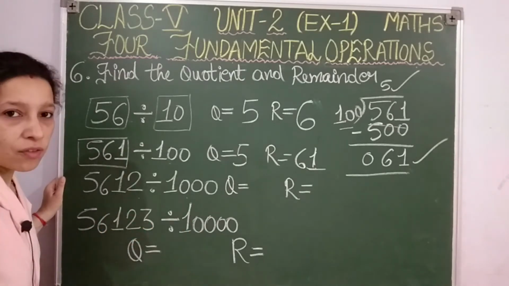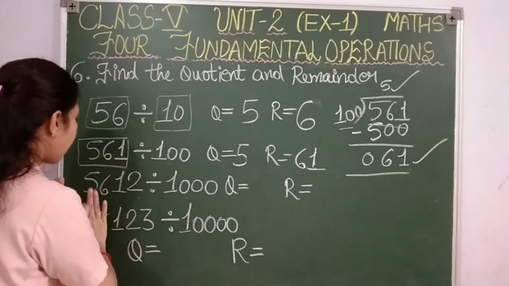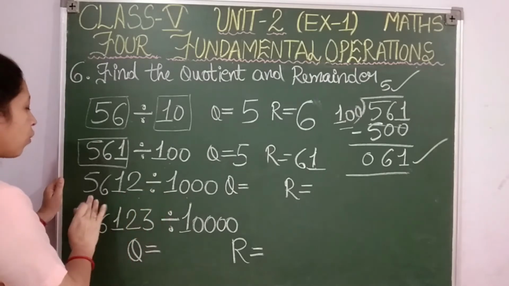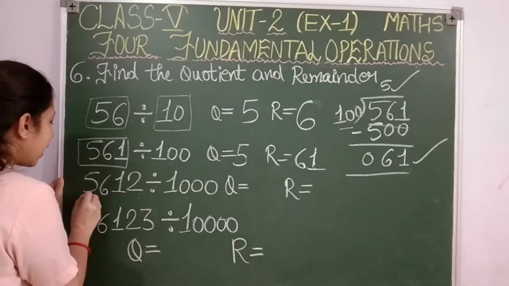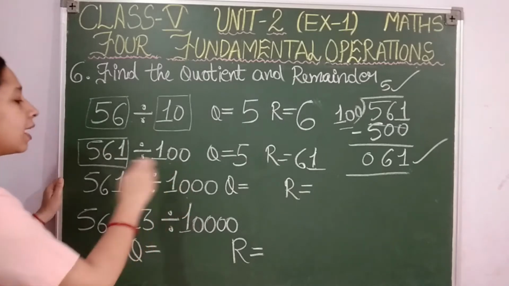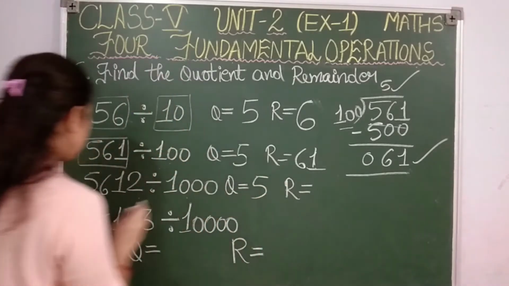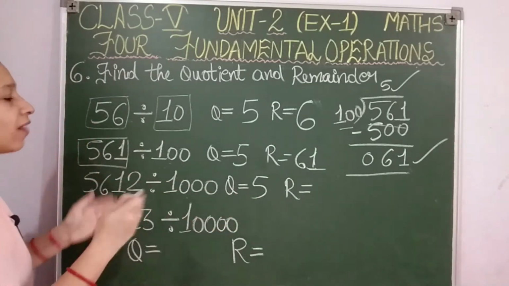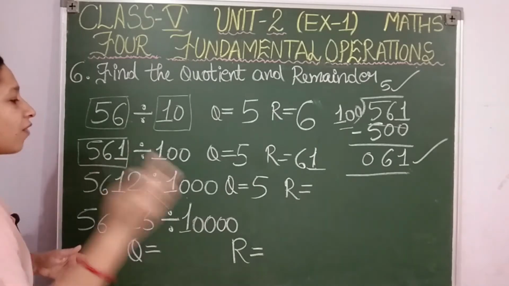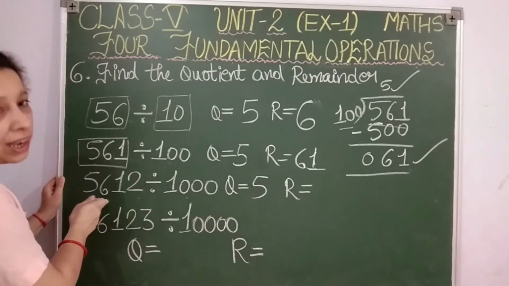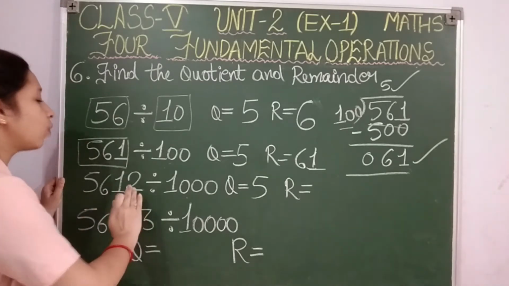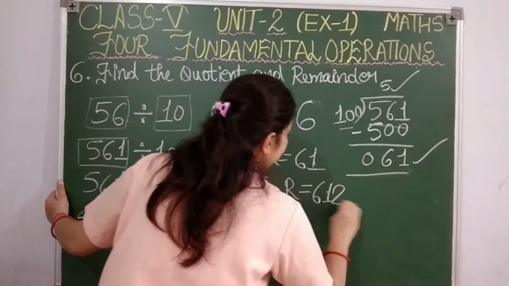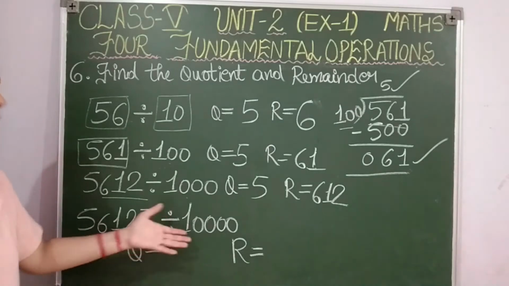5612 divided by 1000. What are you going to do? Again, from 5612, how many times can I take out 1000? We know that 1000 into 5 will give you 5000. So from this 5612, we can take 5 times 1000. 5 times 1000 means 5 into 1000, you will get 5000. Now 5612 minus 5000, again how much are you going to get, students? 612. So see, without doing any calculation we can write the answer here.